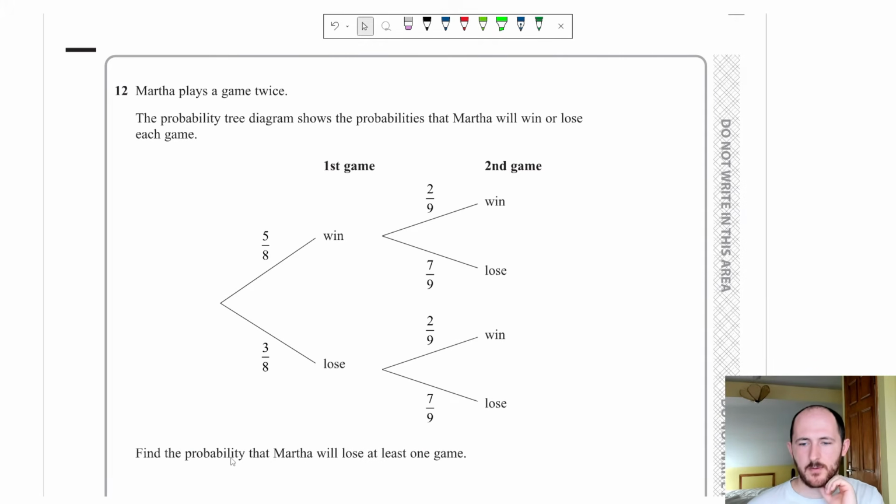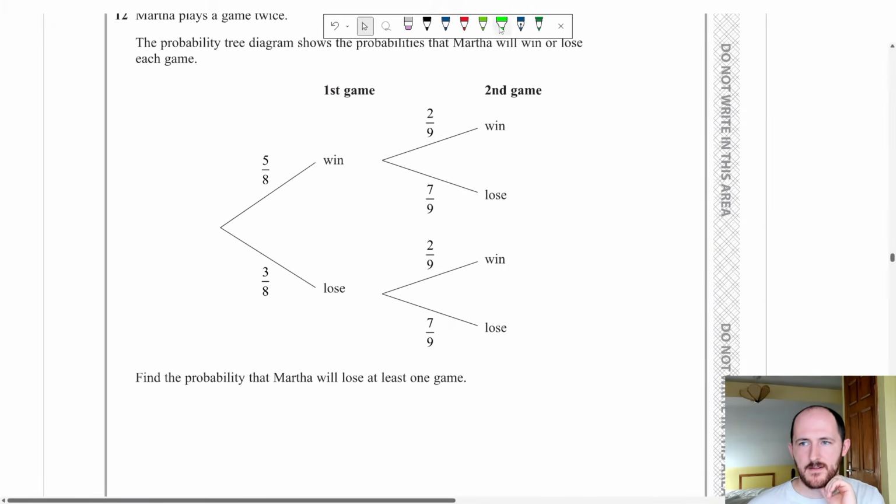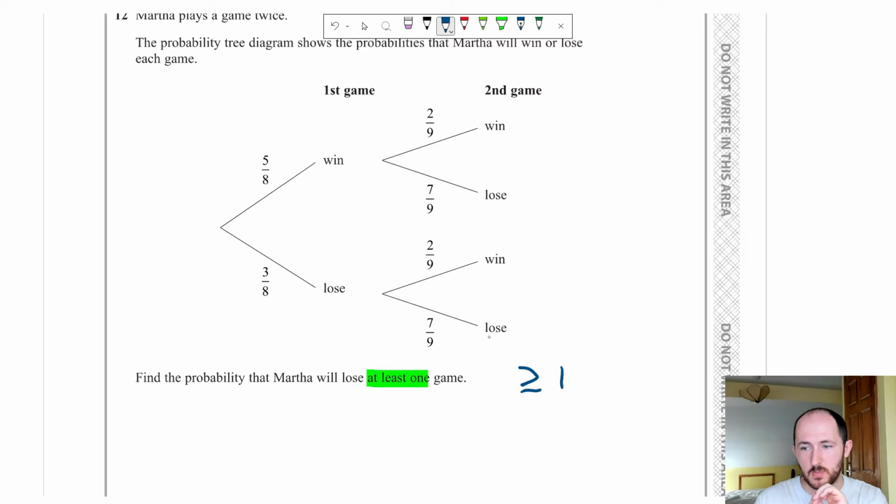It says, find the probability that Martha will lose at least one game. At least. I.e., more than or equal to one game. So that means it's either one game or both games. Okay? Keep that in mind.